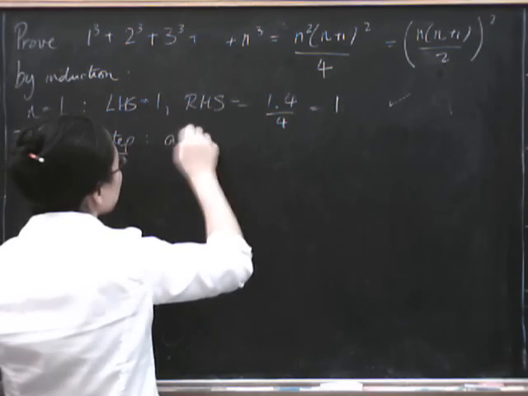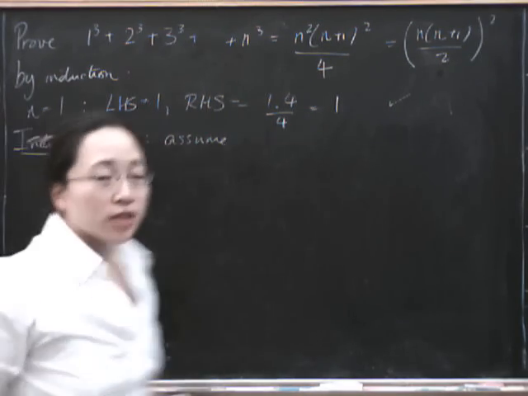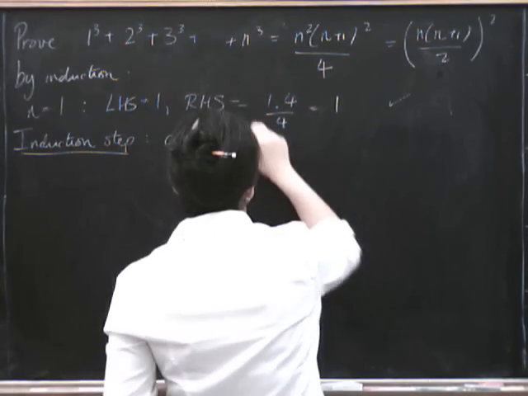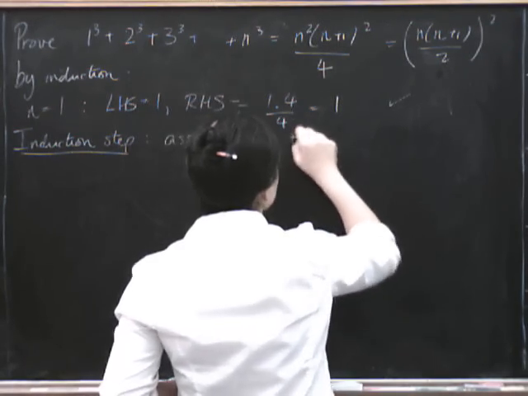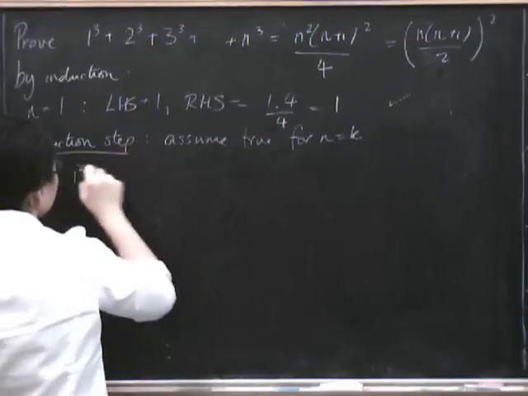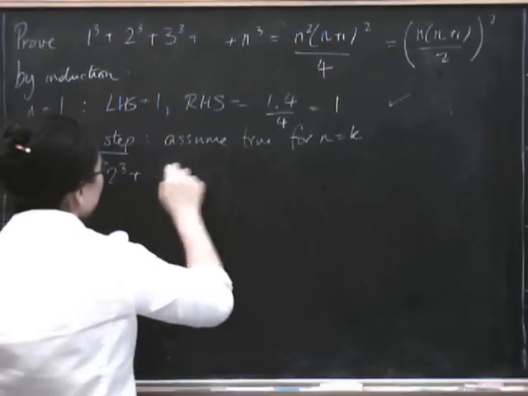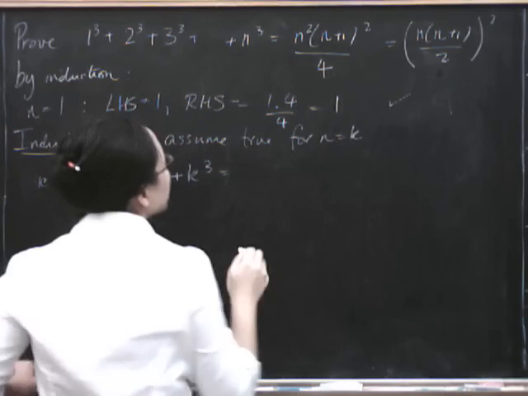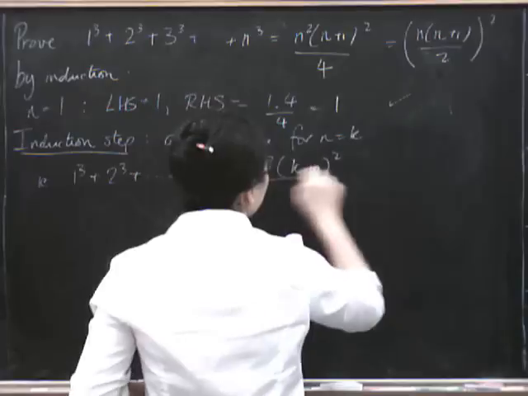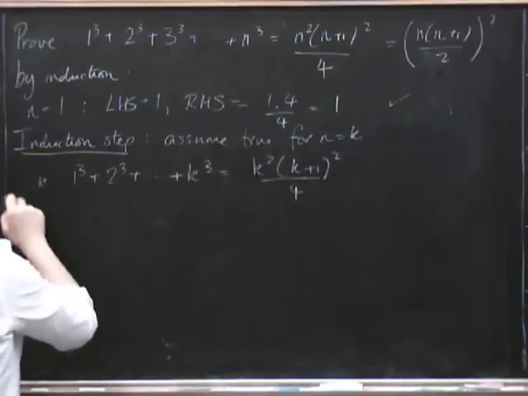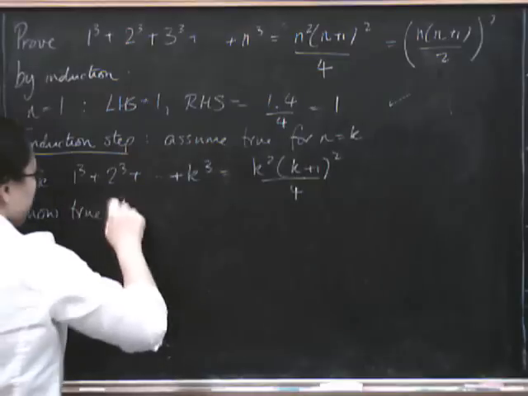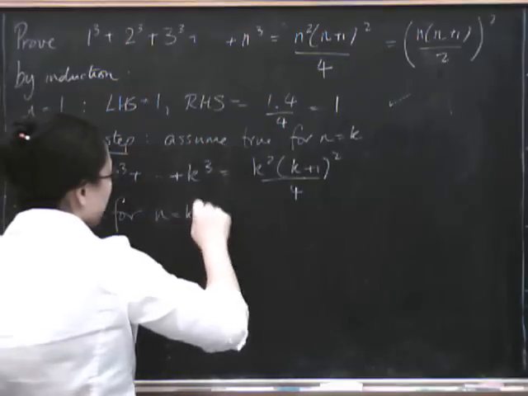Let's assume that the result is true for n equals k and deduce the next one up. So assume true for n equals k, i.e. that 1 cubed plus 2 cubed and so on up to k cubed really does equal k squared times (k plus 1) squared over 4. So now we aim to show that it's true for n equals k plus 1.